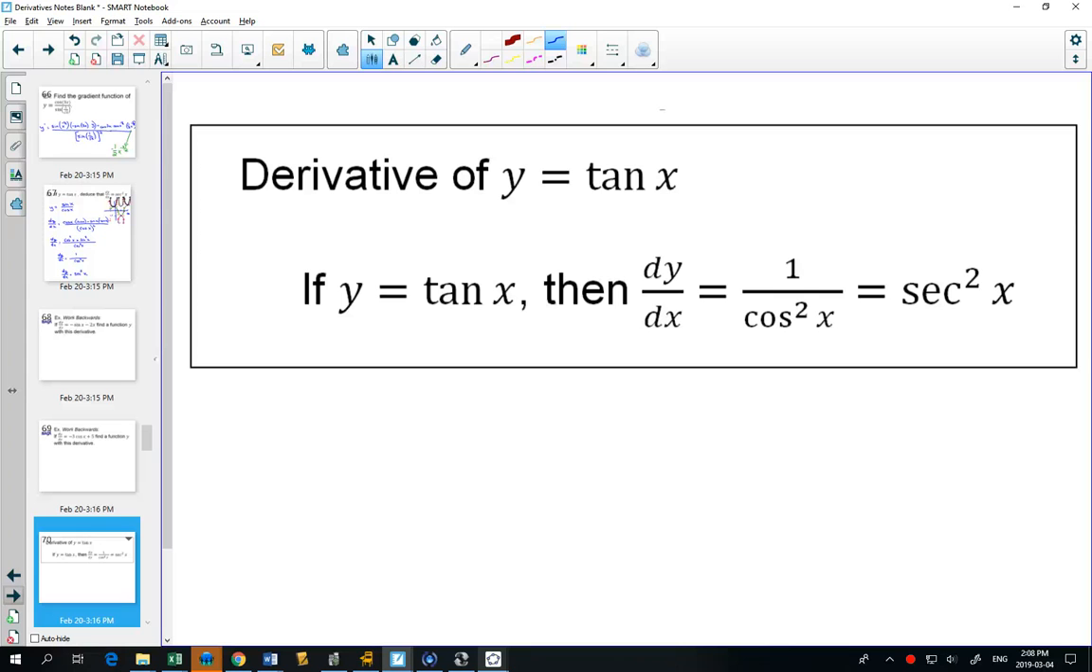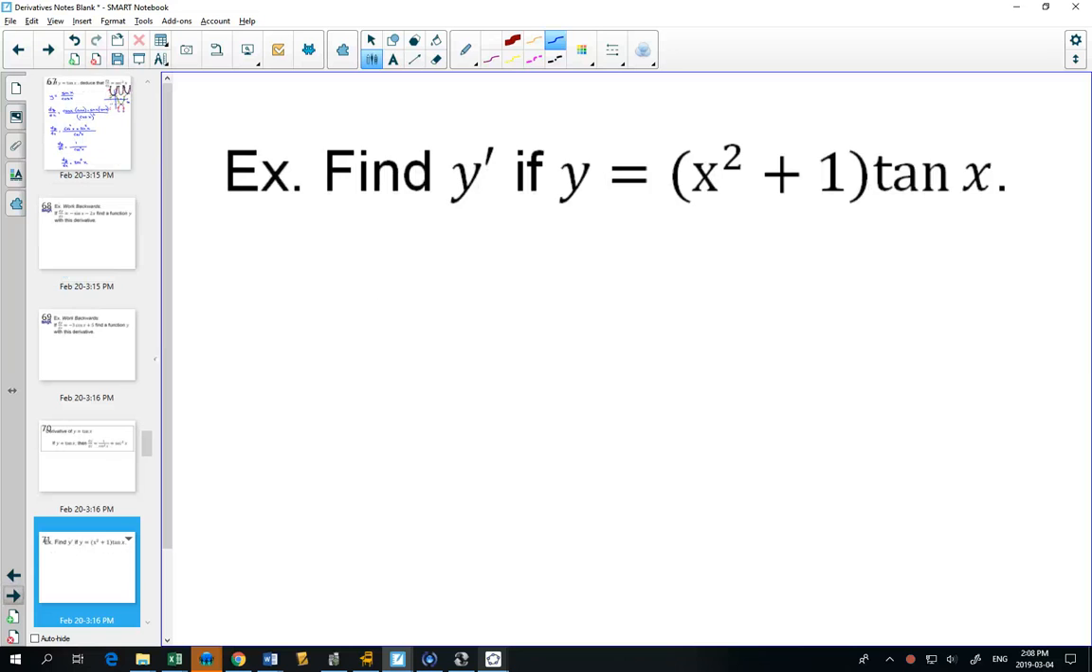So when you have tangent and you have to do the derivative, you can go directly to secant squared. You don't have to deduce it like we just did. But if you forget it, you can always find it out. I find this is much more helpful for the other trig functions that we're going to learn in a little bit. I'll just give you a sneak preview.